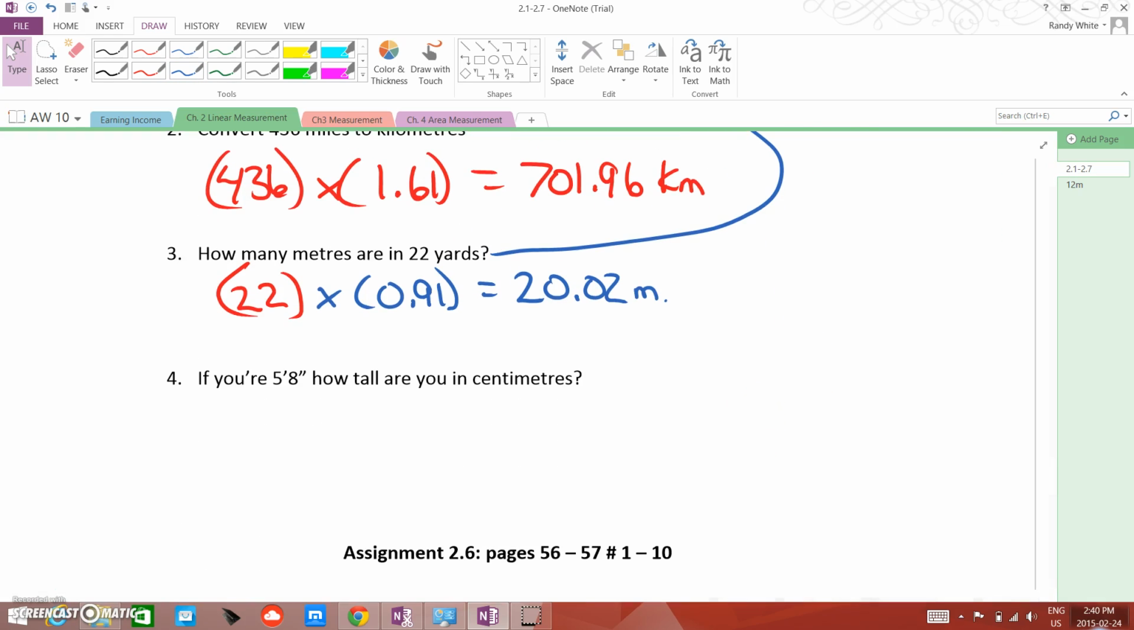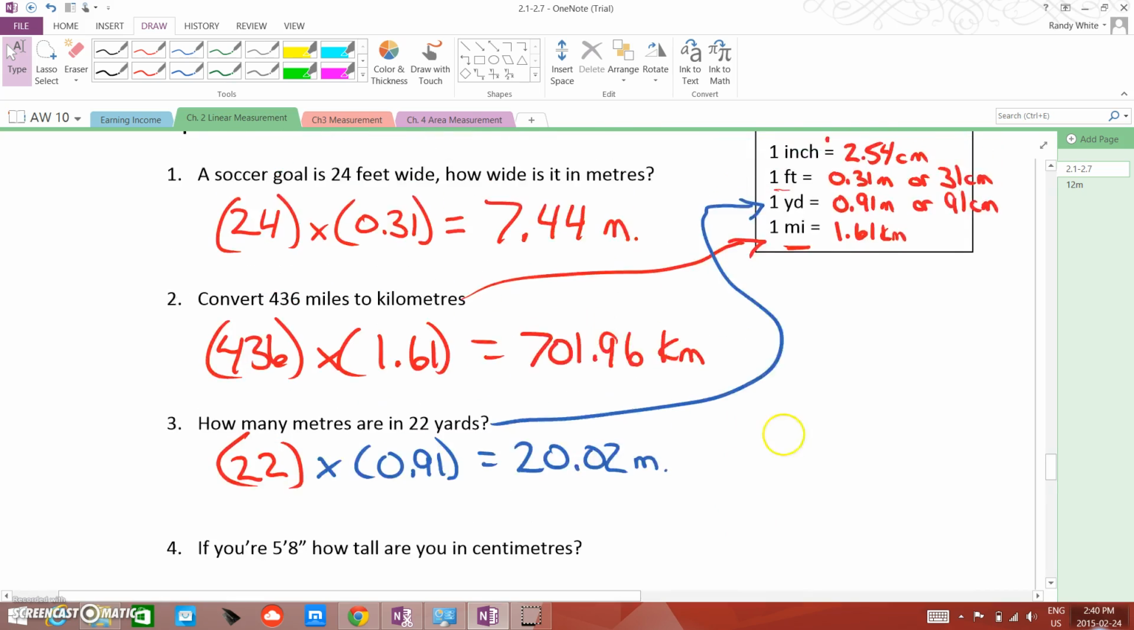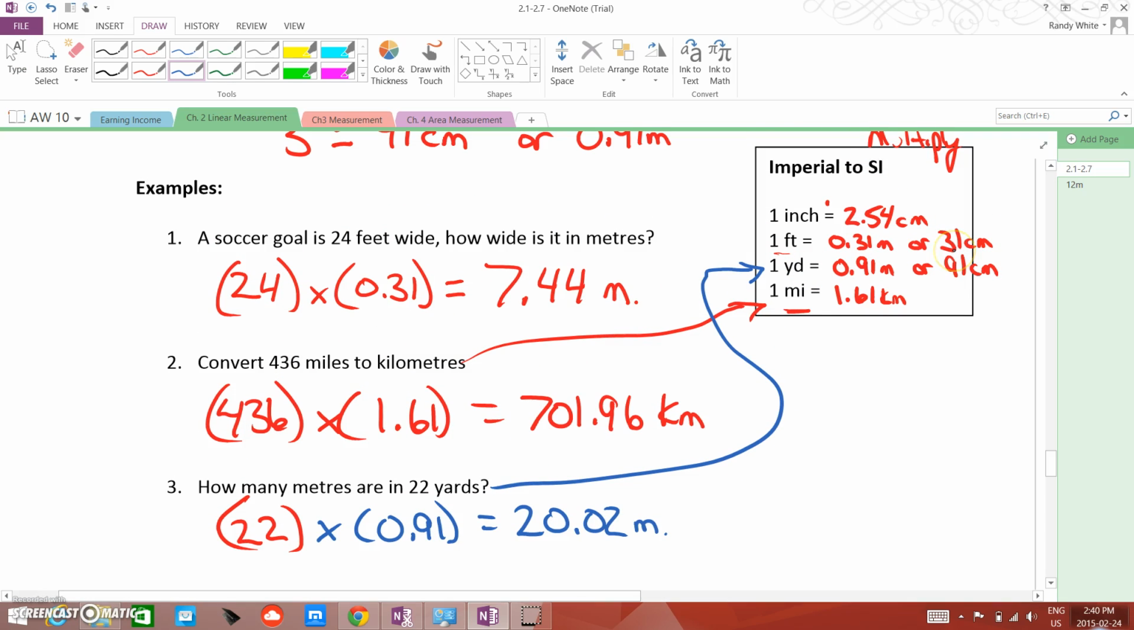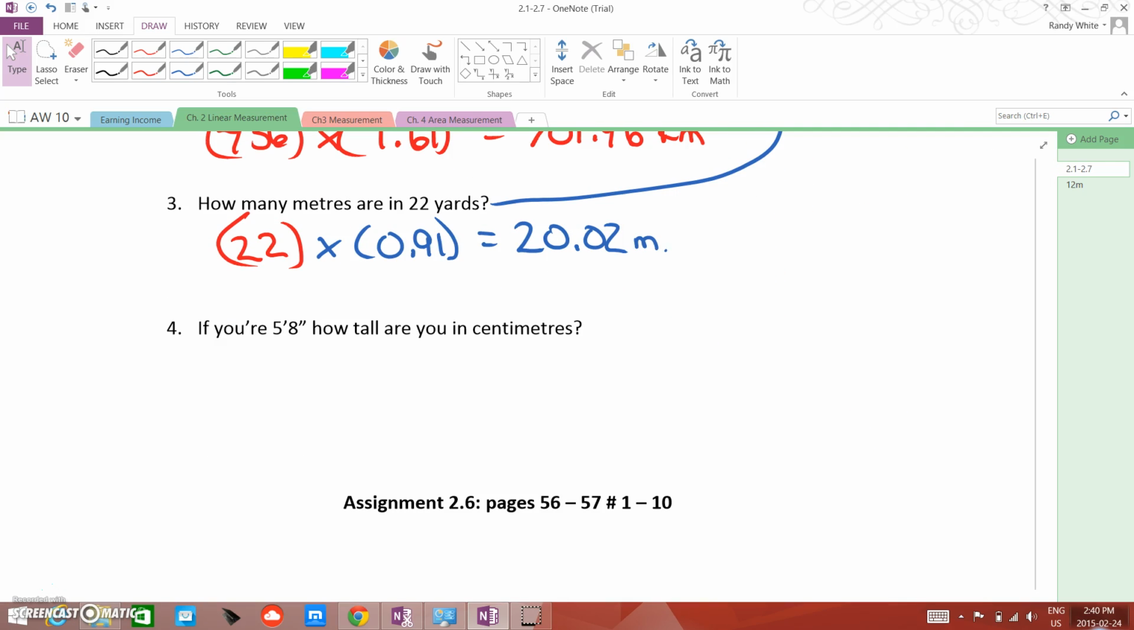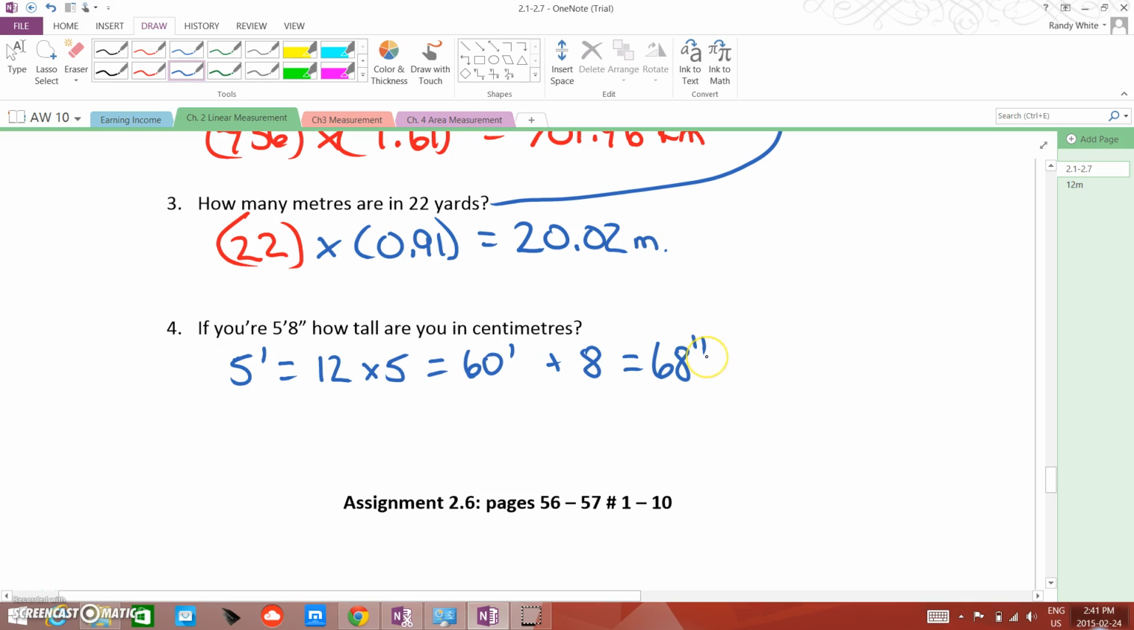Now, if you're 5 feet 8 inches tall, how tall are you in centimeters? Well, what I would do is, I want to know inches and centimeters is right here, so I'm going to convert this to inches. So 5 feet, there's 12 inches in 1 foot, so times 5, that's 60 inches, plus the 8 inches. So a person that's 5 feet 8 inches is going to be 68 inches tall.